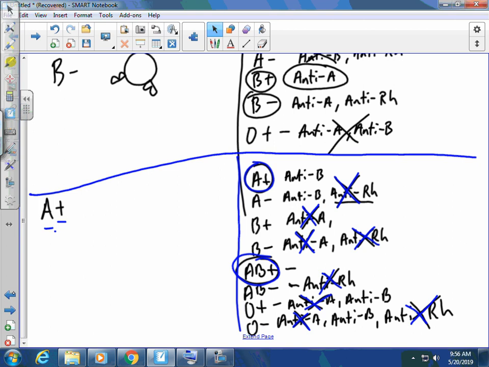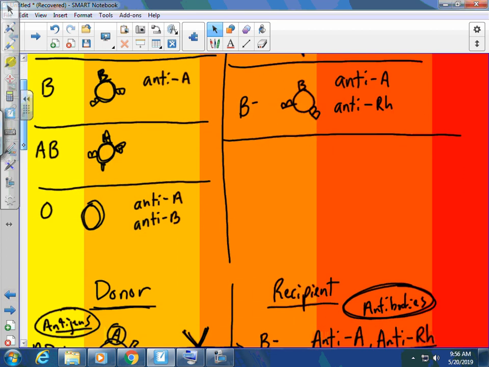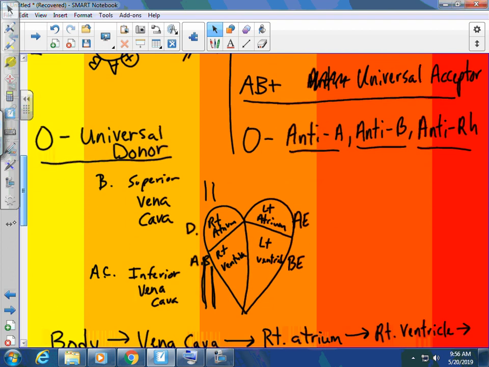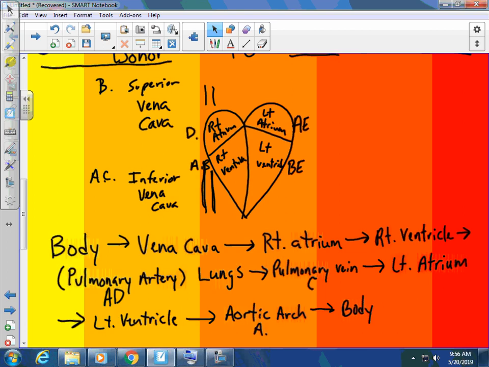Now, I want to talk about numbers 55 and 56. Let's do 56 first together. Number 56. So what is the difference between an artery and a vein? You guys, 56. Artery and vein, what's the difference?